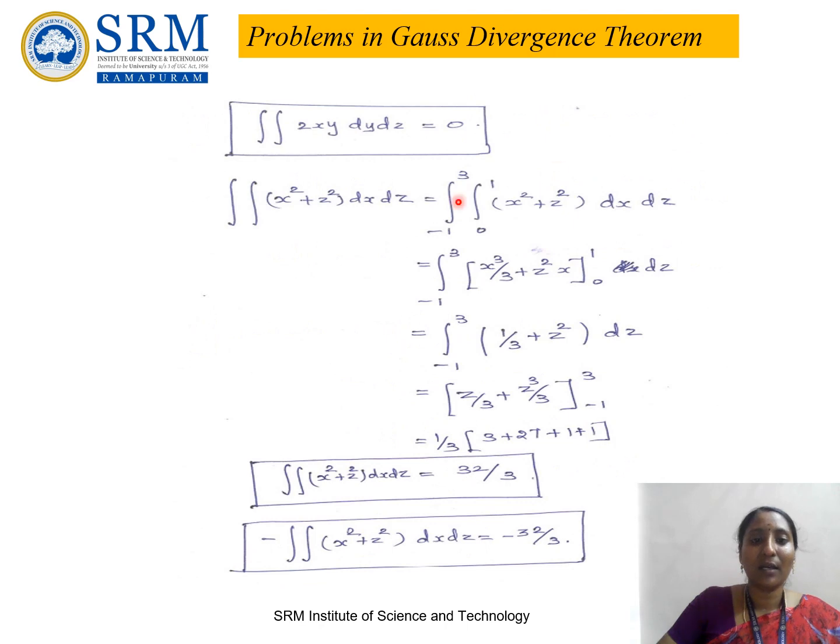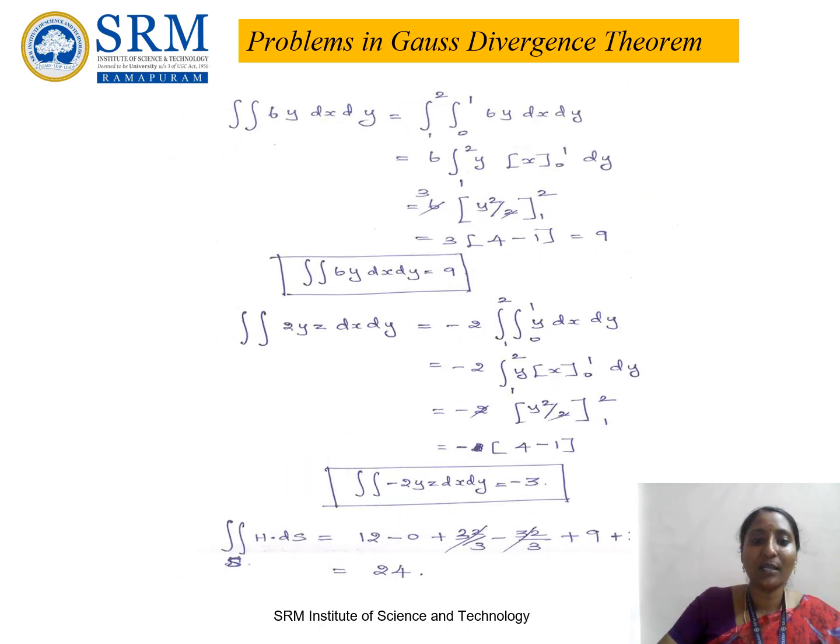So here, then the next one. Every one we calculated individually. The final step is here. So H dot dS is equal to 12 minus 0 plus 3, 32 by 3 minus 32 by 3 plus 9 and so on. So what is the data? The final answer is 24. LHS is the same, RHS is also the same. So hence this proves the Gauss divergence theorem.